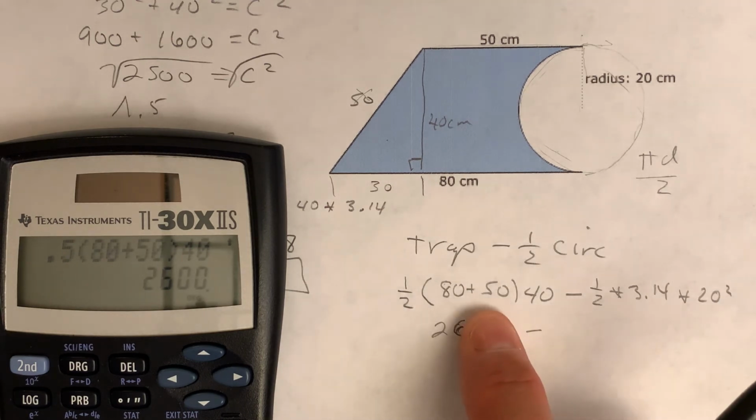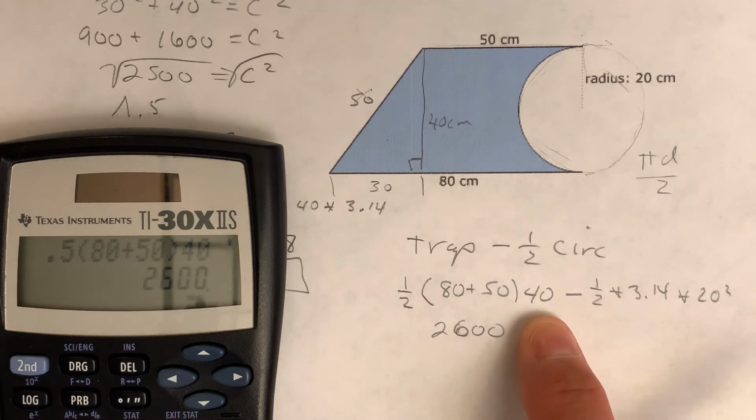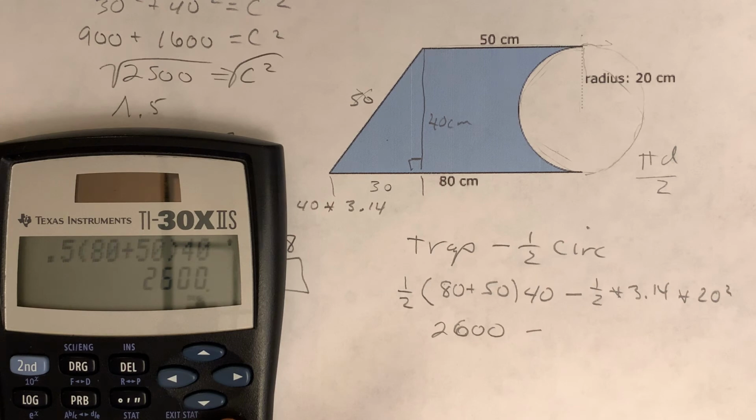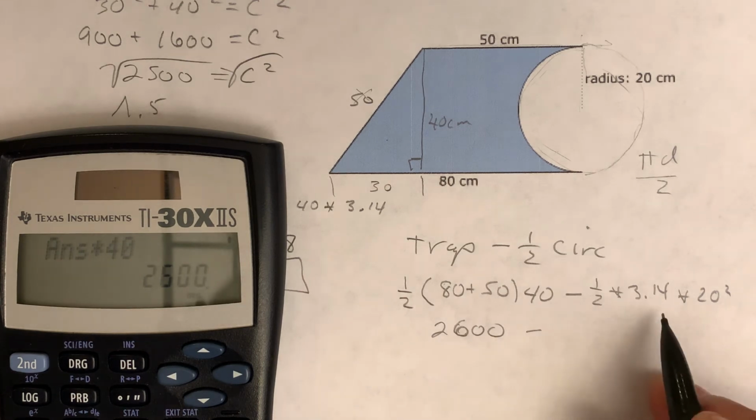That seems awful high to me. 130, yeah, that's right. 130 times would be 1,300. Hold on. I feel like that's not right. Did I miss something up there? Let's double check that. So I'm going to take 80. For some reason, my mind's playing tricks on me. So 80 plus 50 is 130. Take half that times 0.5. And then take that times 40. Oh, yeah, sure enough, it is 2,600. So I was wrong. So let's continue going here.